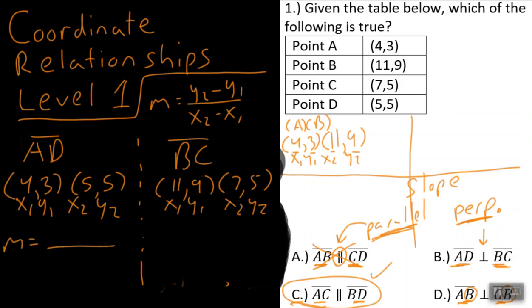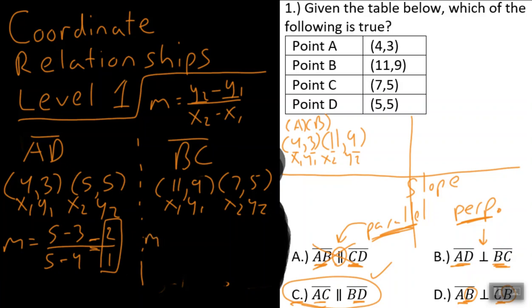So I know that on top I have y2 minus y1, which will in fact be 5 minus 3 over x2, 5, minus x1, 4. Let's see, what does that equal? Well, 5 minus 3 is 2 over 5 minus 4 is 1. And so that's a slope of 2 over 1. That can't be reduced any further.